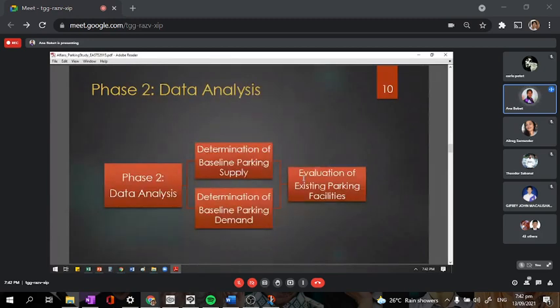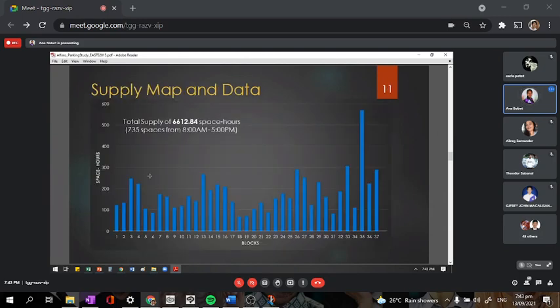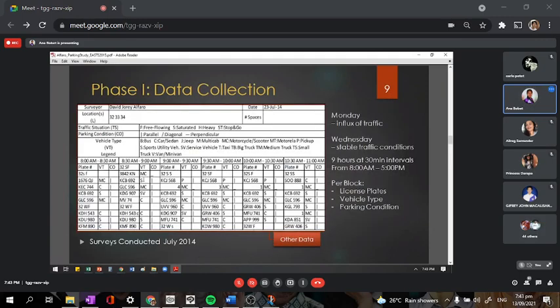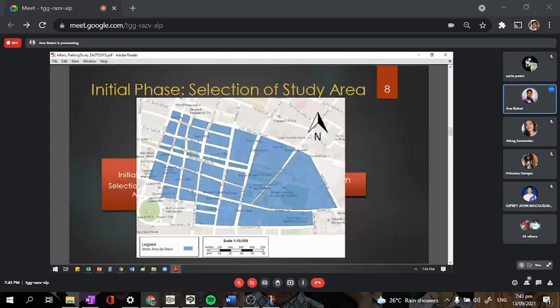Okay, so phase 2 is data analysis. You determine the baseline parking supply and the demand, and then the evaluation of existing parking facilities. So this is the data now. The parking space hours is in terms of number of spaces. In this case it's 37. So you can see how many times one parking space was used over time. On this map there is a lot of on-street parking, so you can park on the street.